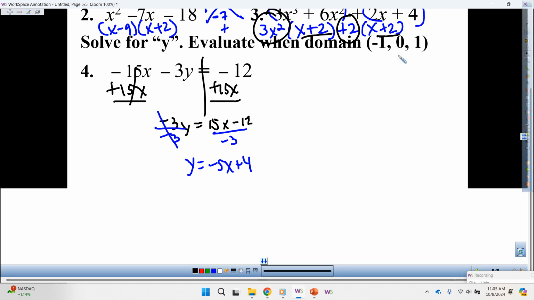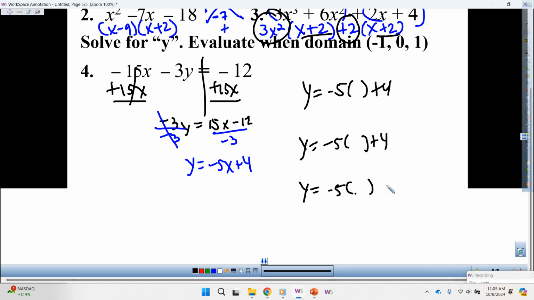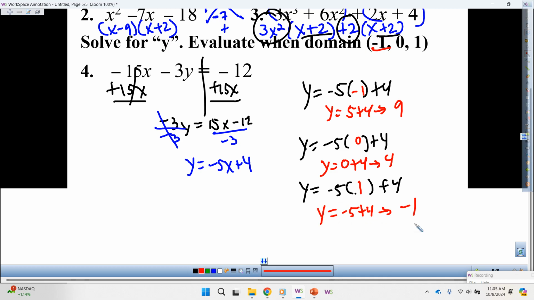All right, and then we're going to evaluate according to that domain, y equals negative 5 times the input, plus 4. For this one at negative 1, y equals 5 plus 4, which is 9. This one at 0, we're left with y equals 0 plus 4, which is 4. And this one at 1, y equals negative 5 plus 4, which is negative 1. We good, yeah? All right.